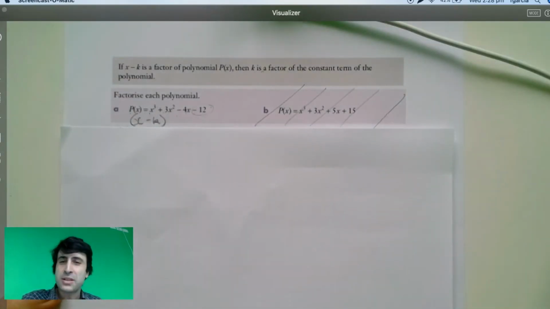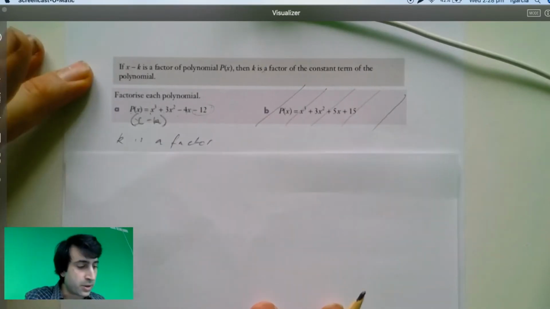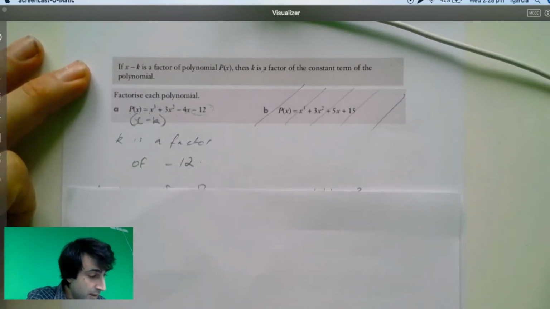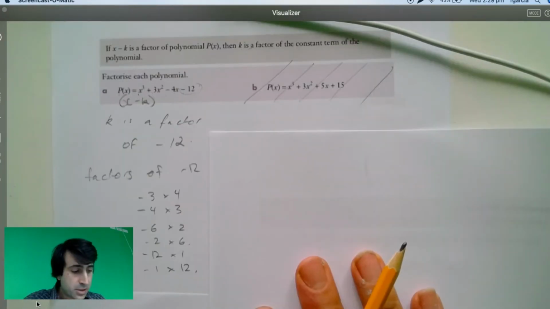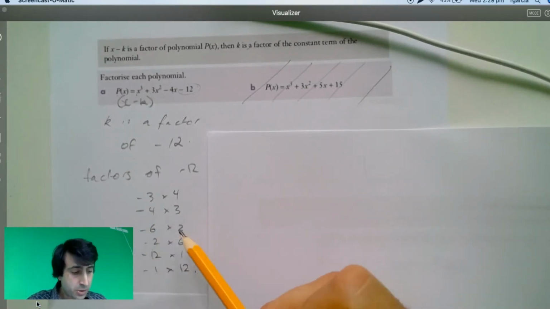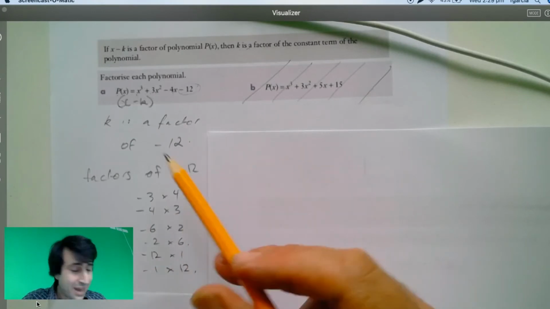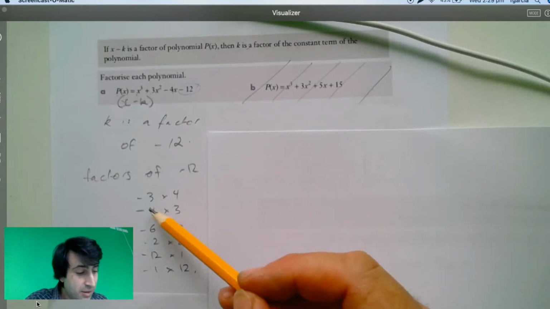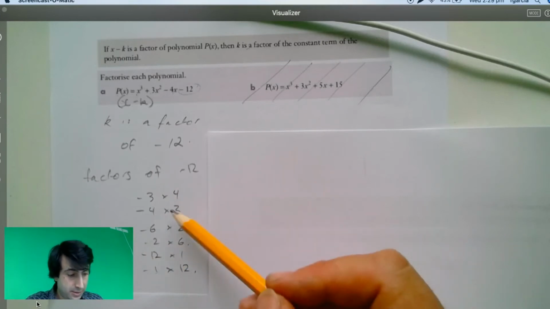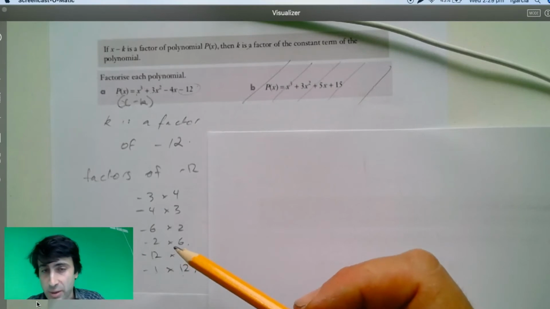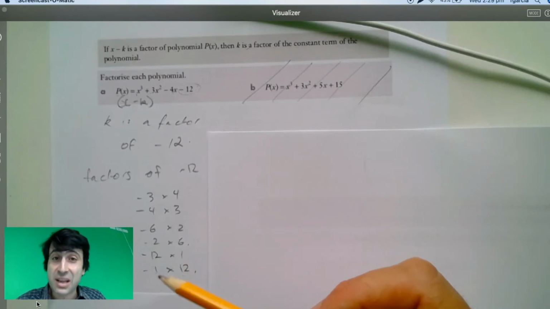And so the first thing I need to say is, if k is a factor of minus 12, then what are the factors of minus 12? The factors of minus 12 are, so we've got them listed here, minus 3 times 4, minus 4 times 3, minus 6 times 2, minus 2 times 6, minus 12 times 1, and minus 1 times 12. Any of these numbers here can be k. And so you know what I did? I just randomly chose one because one of them might work. In fact, several might work.